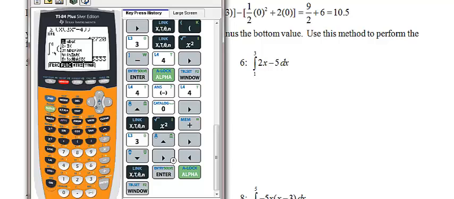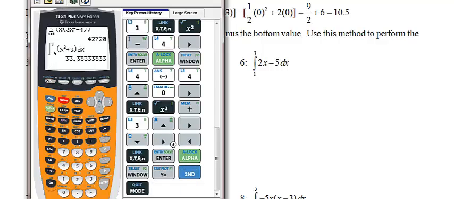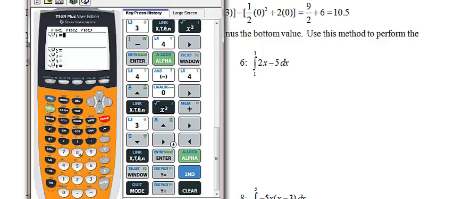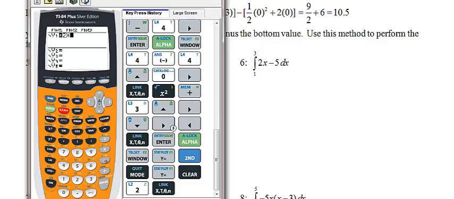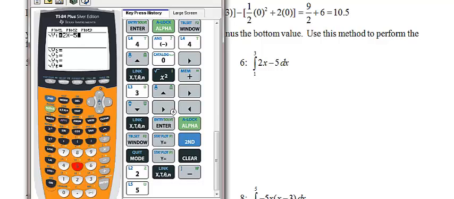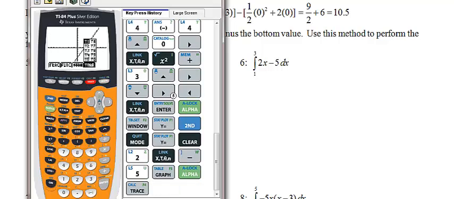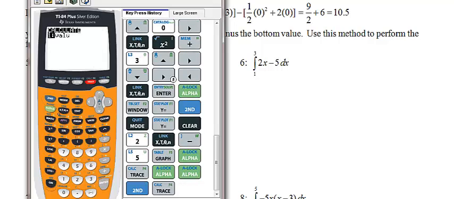Now another way of doing this, and it really only works when you get a nice window from 1 to 3. If you're doing like 2,000 to 3,000, you've got to mess with your window a little bit. But you can do this graphically. Go in your y equals, put your equation in there, 2x minus 5, and we're just going to tell the calculator to find the area of the curve. So we graph it, and then you hit second trace, and you end up with number 7 here.